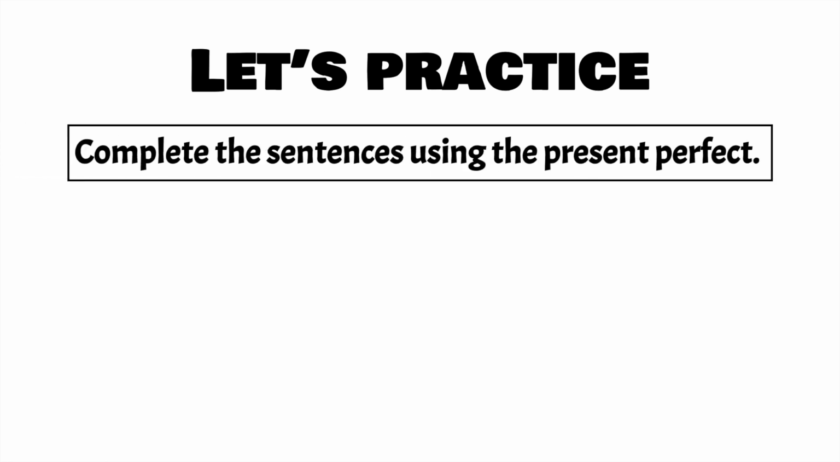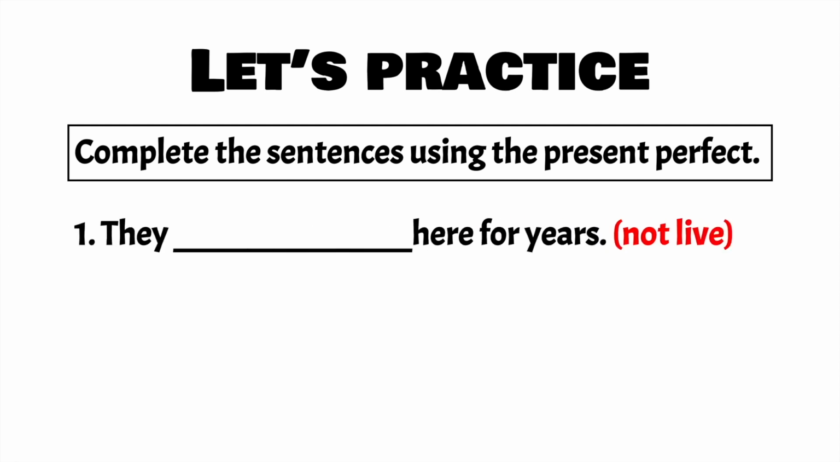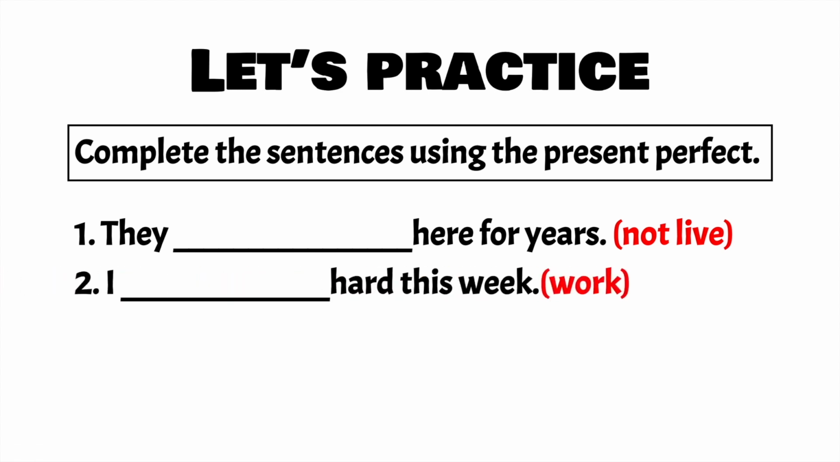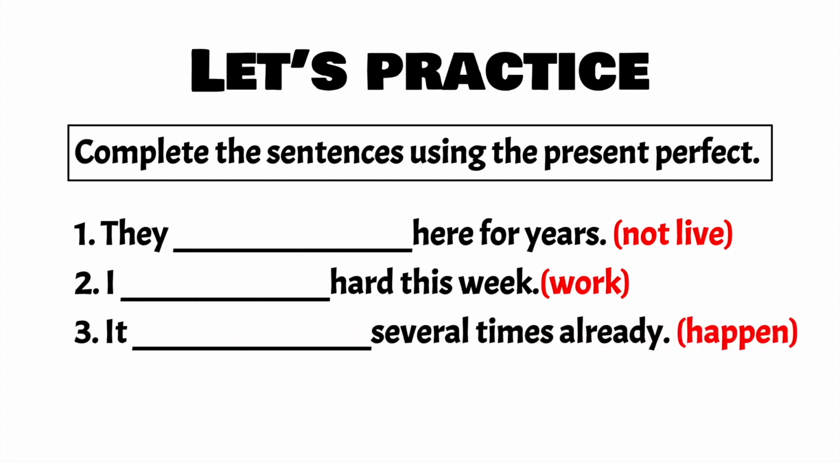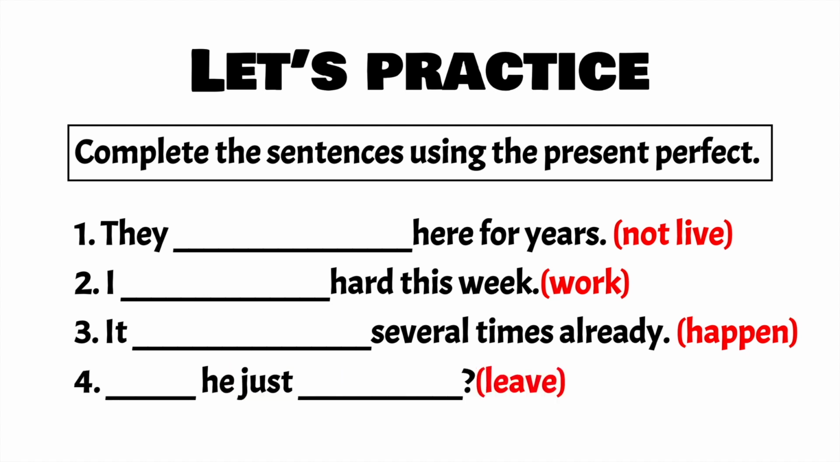So now we're going to do some practice. So complete the sentences using the present perfect simple. They here for years, not live. So this is a negative sentence. I hard this week. Work. It several times already happened. And number 4 is a question. So I give you 5 minutes to complete the exercise, pause the video, and then I will give you the key.